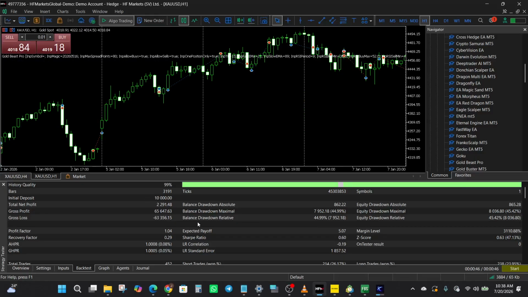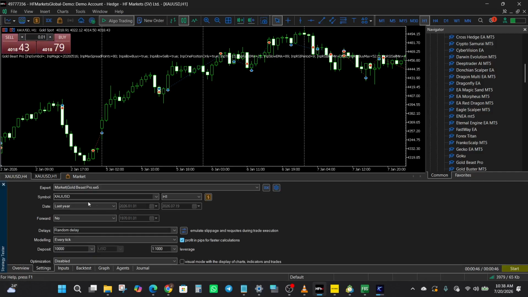So this test started with an initial deposit of $10,000, and by the end of the test period, the account showed a net profit of just over $2,290. Now let us break down how it got there. And there is an important detail in the drawdown figures worth understanding first. This covered XAUUSD on the H1 time frame from the start of January through mid-July 2026 with history quality at 99%.